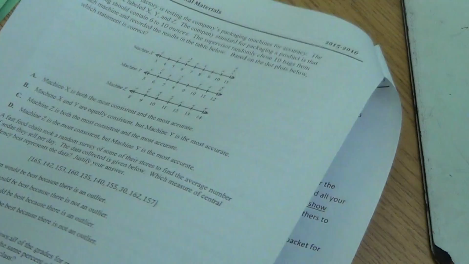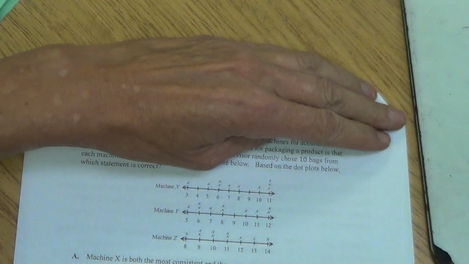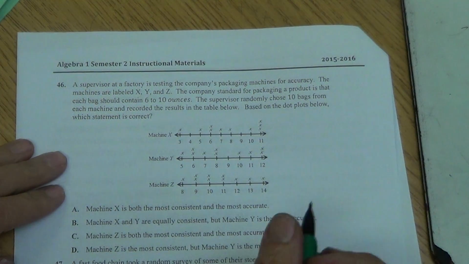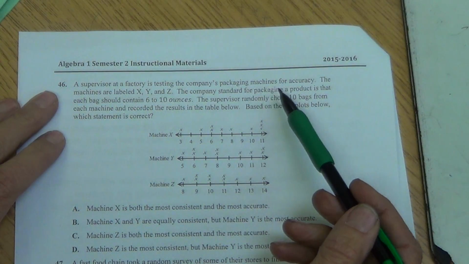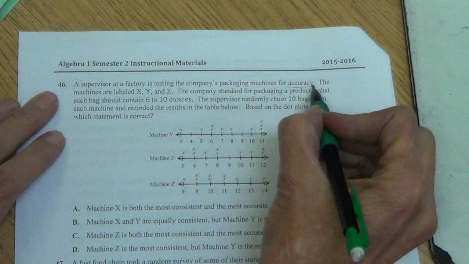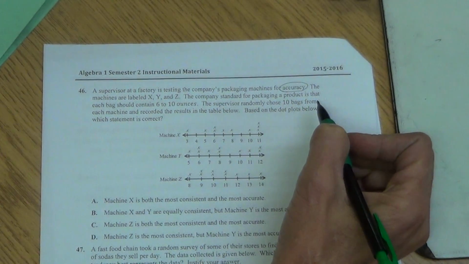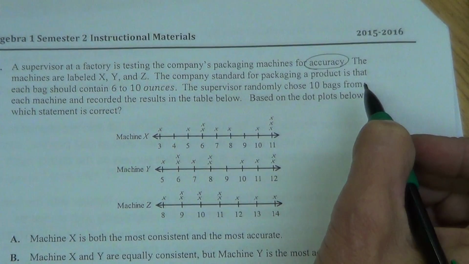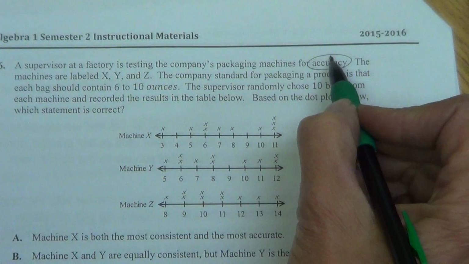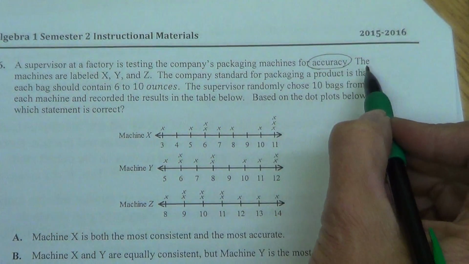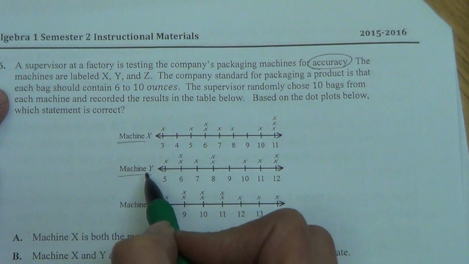Unit 11 is on stats. So let's get right into this first problem. This first problem has to do with a supervisor at a factory testing the company's packaging materials for accuracy. In this unit, we talked a little bit about accuracy. Accuracy is the ability to hit a target. So we're going to be looking in here for a target. The machines were labeled X, Y, and Z. That's how they have them labeled right here.